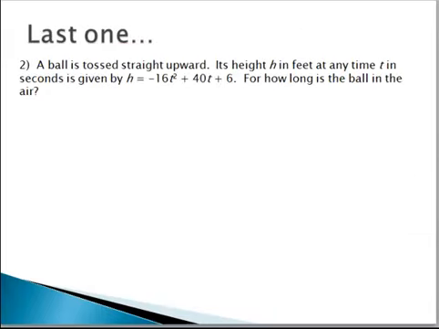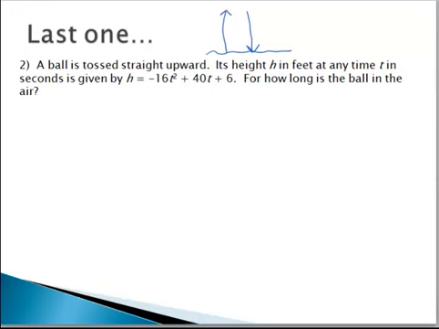Last question. A ball is tossed straight upward. Its height h in feet at any time t in seconds is given by this formula. For how long is the ball in the air? So when you throw a ball straight up, it goes straight up. Imagine that's a straight line. And then it turns around and it comes back down, right? This is the ground.